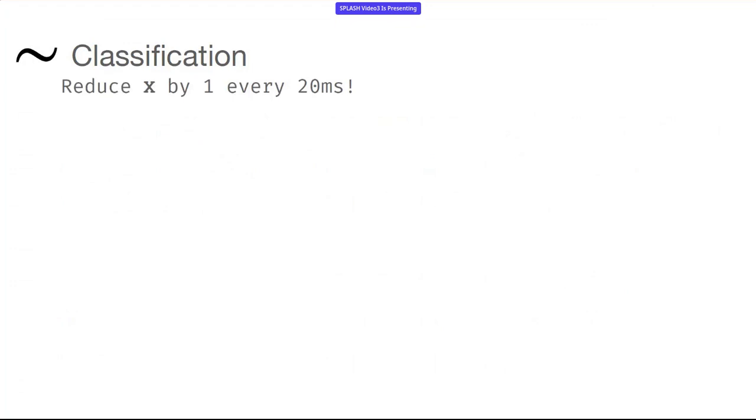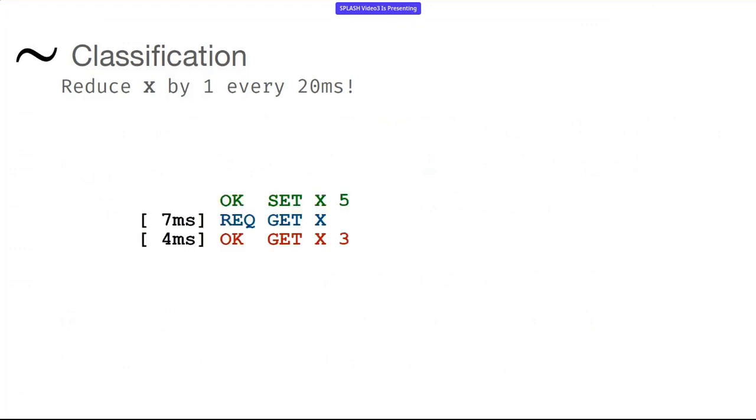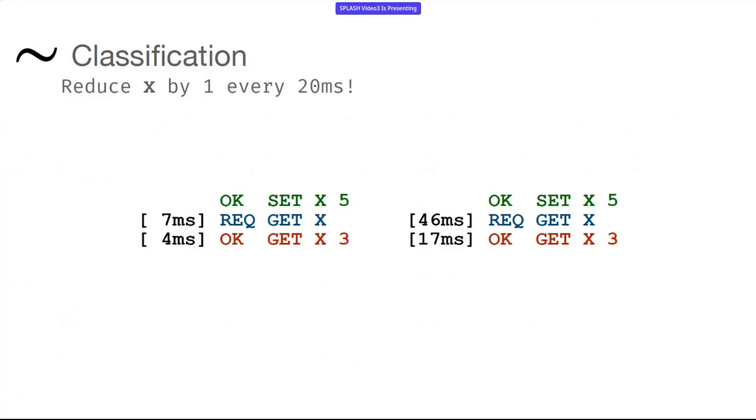We have a slightly different requirement. This time we have the register X to be reduced every 20 milliseconds. We're not going to go through the automaton. Instead, we just look at traces. So here's a trace where we set X to 5. And after less than 20 milliseconds, we read back the value and it returns 3. So probably the device did something wrong. It did not return the 5 that it should have. Here's another example. Again, we set X to 5. We wait for more time this time.